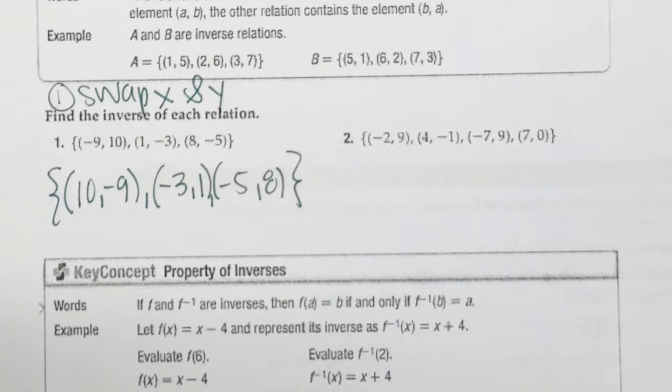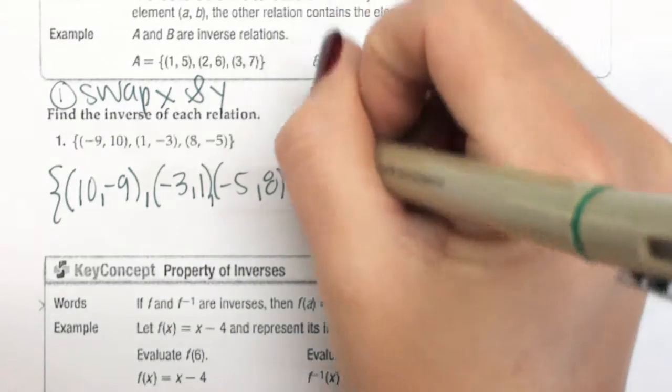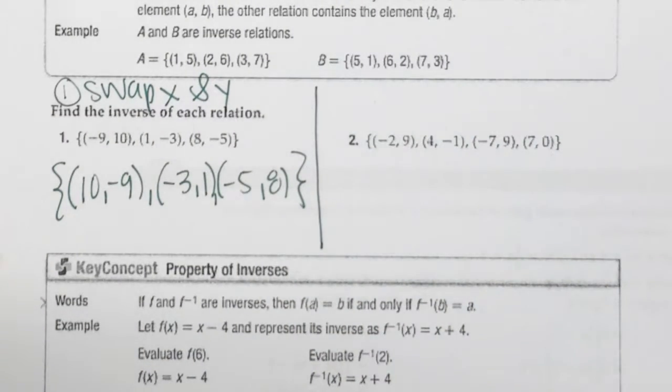Just don't forget it. That's the only hard part about it. So you don't change the signs. You just swap your x and y. That's all. Go ahead and do 2 on your own. Just swap your x and y values.